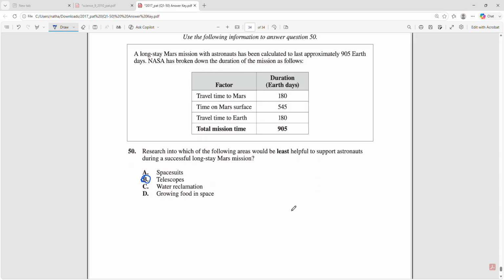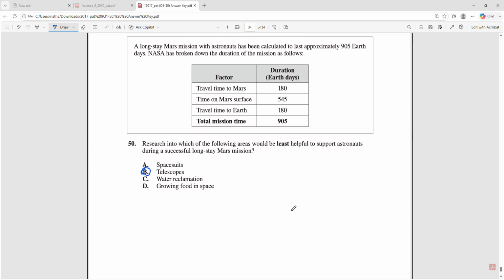Last question. A long stay Mars mission with astronauts has been calculated to last approximately 905 Earth days. NASA has broken down the duration of the mission as follows: travel time to Mars, time on Mars' surface, travel time to Earth, and then the total mission time. Research into which of the following areas would be least helpful to support astronauts during a successful long-stay Mars mission? So it doesn't mean they're not helpful at all, but which would be the least helpful.